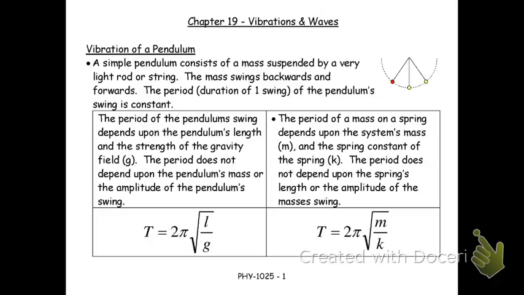The other thing that is a bit shocking is that the amplitude, how far you move that mass away from its equilibrium position, doesn't matter. Now if I go to 90 degrees, it affects things. But if I go 15 degrees backwards and forwards, it makes no difference. Most people think that if you move further away, it must slow the pendulum down. But as you move further away, it goes faster through the middle, so the time stays the same.